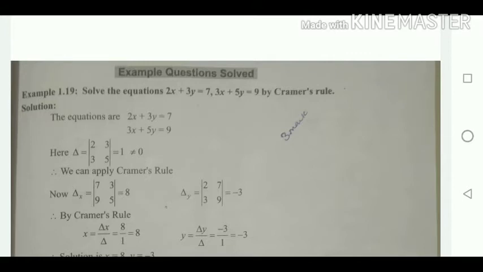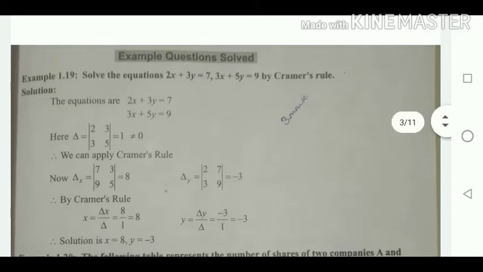Solution. Here the equations are 2x plus 3y equal to 7, 3x plus 5y equal to 9. Here delta equal to the determinant with rows 2, 3 and 3, 5. That is taking the coefficient of the variable in the first equation.